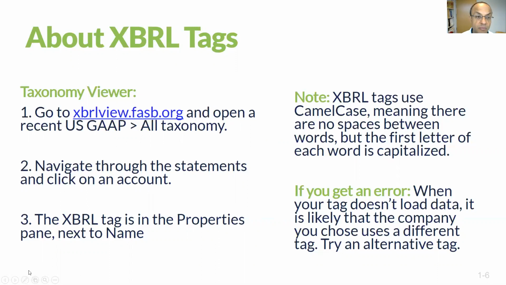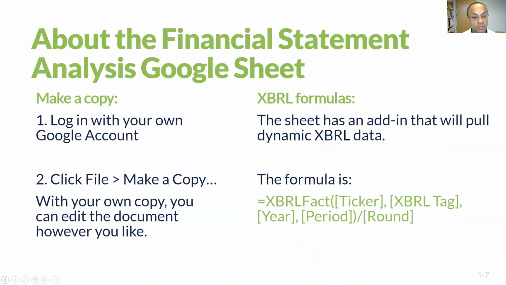You can do it from the XBRL viewer, or you can also do it from your Google account. If you get access to Connect, then you log on with your Google account, go to File, make a copy, and then use the XBRL formula.